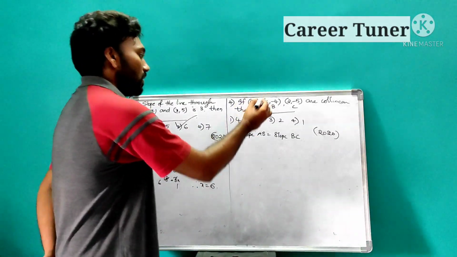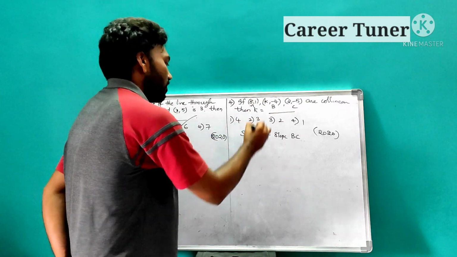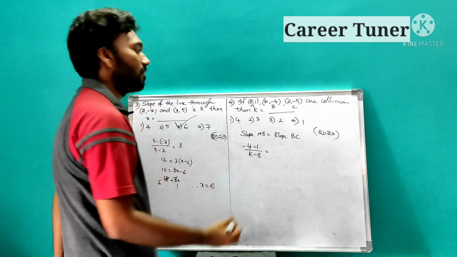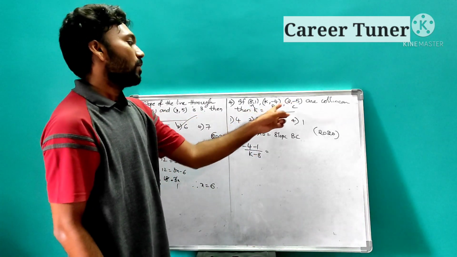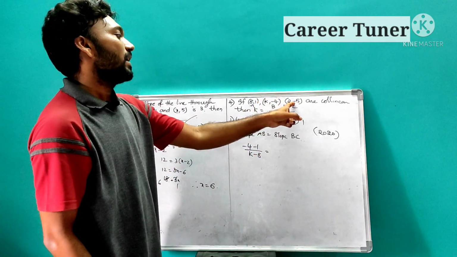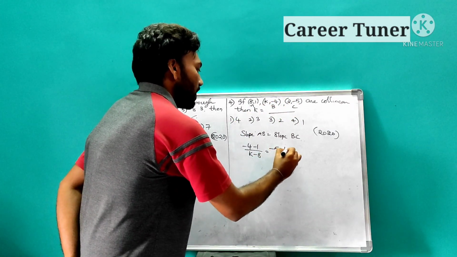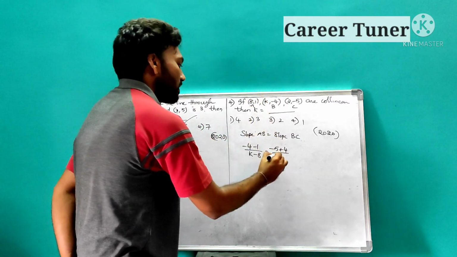So what is slope of AB? Minus 4 minus 1 by k minus 8, which is equal to the slope of BC, y2 minus y1. So minus 5 minus of minus 4, so it becomes plus. So minus 5 plus 4 by 2 minus k.